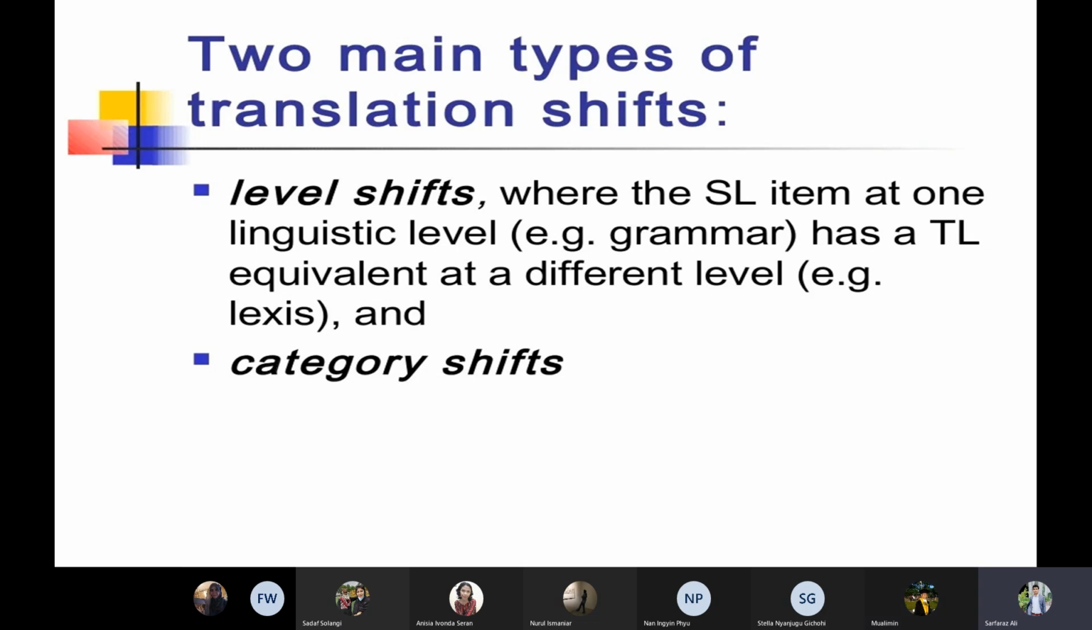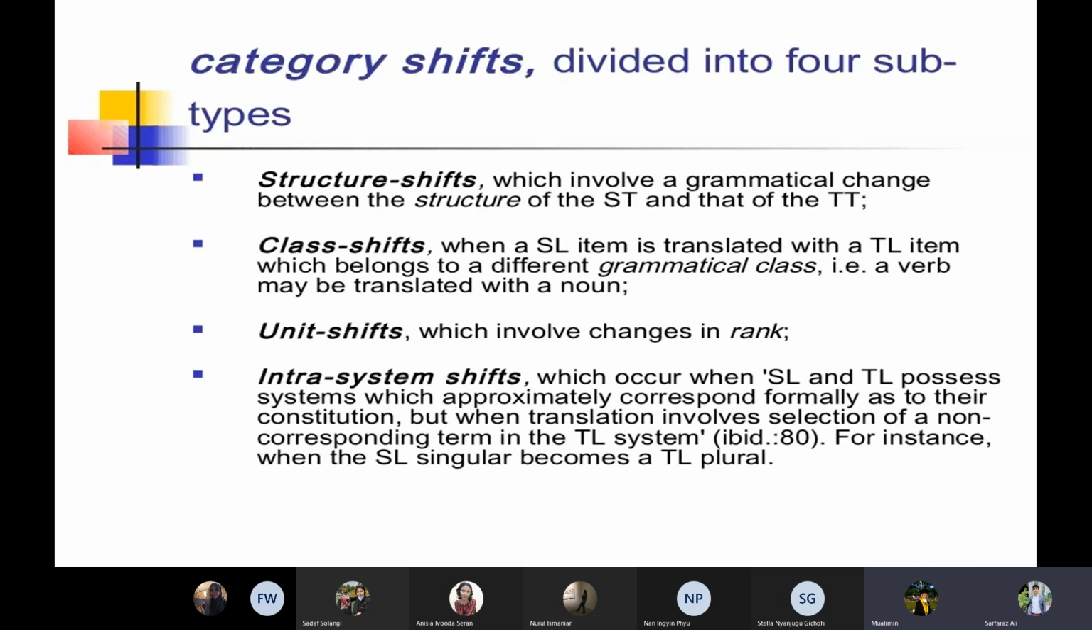Level shifts are where the source language item at one linguistic level, for example grammar, has a target language equivalent at a different level. Category shift was another, and additionally, category shift was divided into four main types, which are given here. One was the structure shifts, second was the class shifts, third was the unit shifts, and fourth was the intra-system shifts. The detailed description is given in front of you.